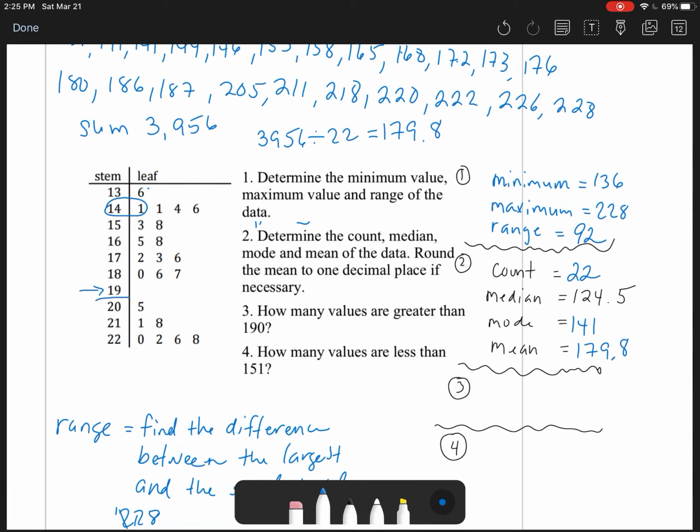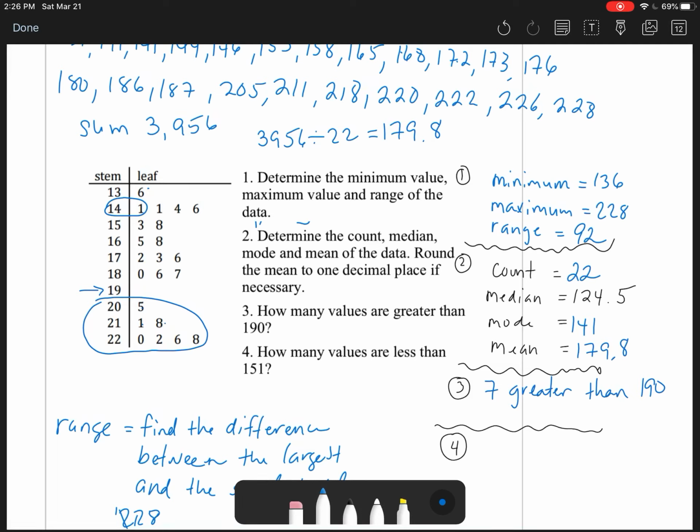Since 190 would fall here, all of these are greater than 190. So all we have to do is count the leaves. It's 1, 2, 3, 4, 5, 6, 7 numbers. 7 numbers that are greater than 190. Okay. How many values are less than 151?